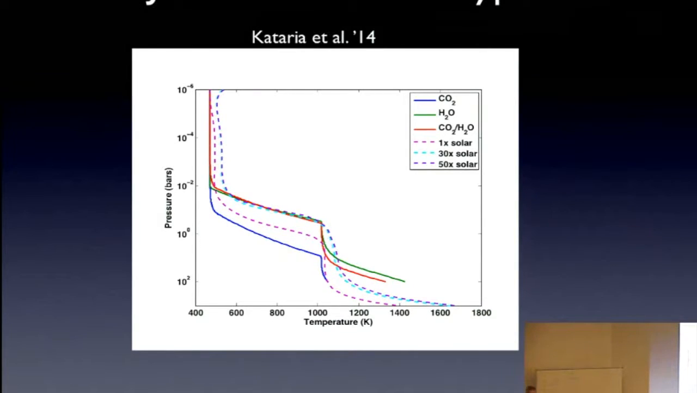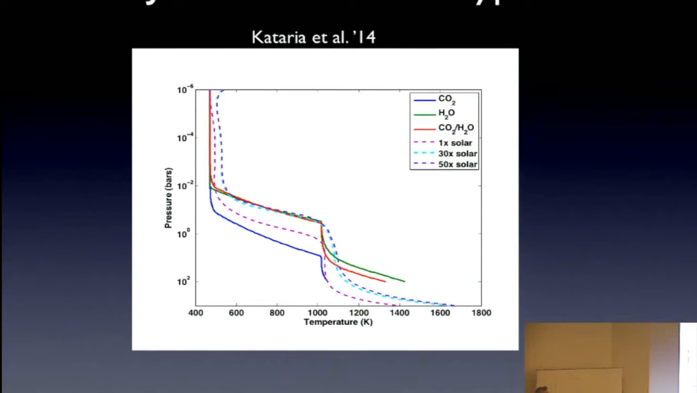So these few slides are an example of theoretical work potentially leading to observations that might help us discriminate between different compositions. Here is an example of TP profiles. I think they're simplified TP profiles, but they make the point. For GJ1214b, you see CO2, water, a mix of CO2 and water, and hydrogen-helium with 1 times solar composition for the metals, 30 times and 50 times solar. The point here is to look at this scale. This scale is actually quite large.